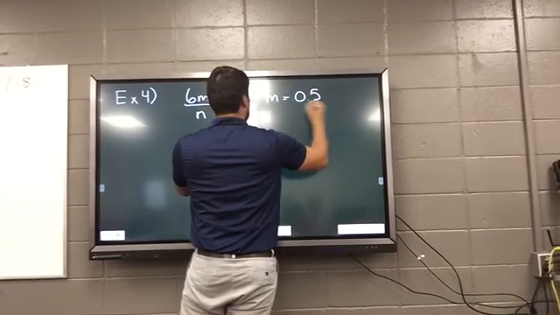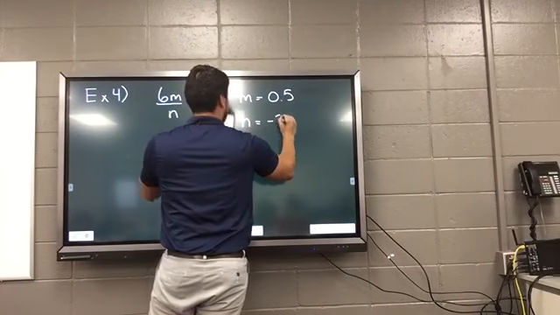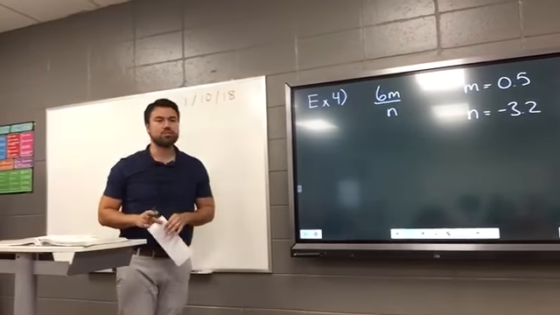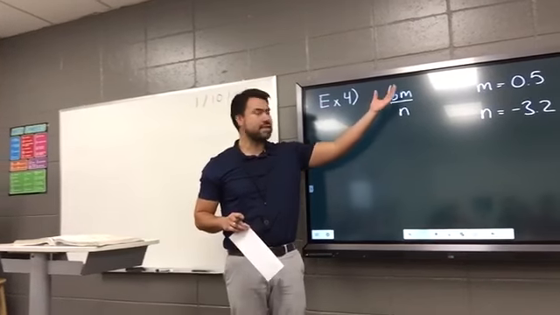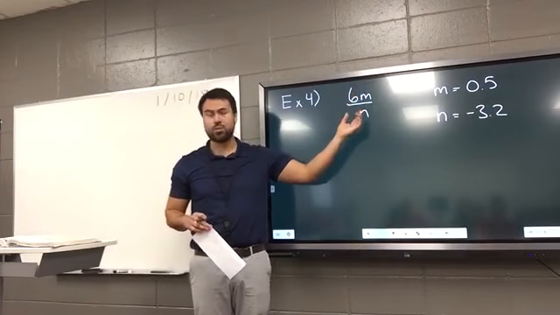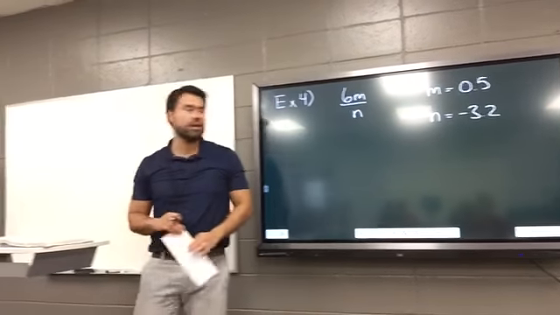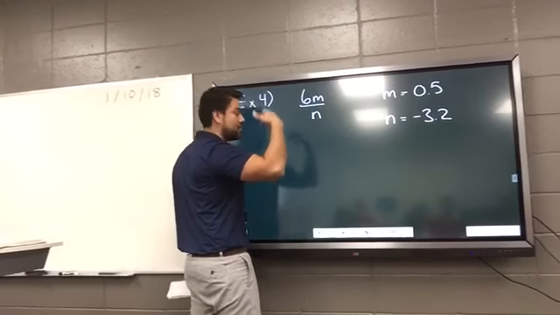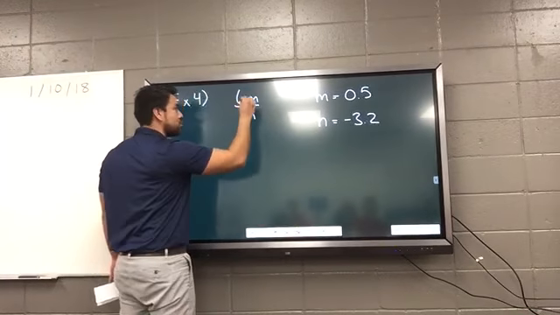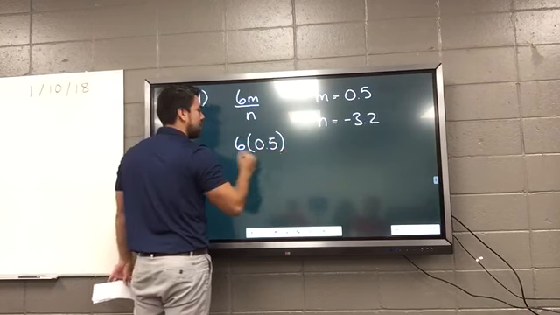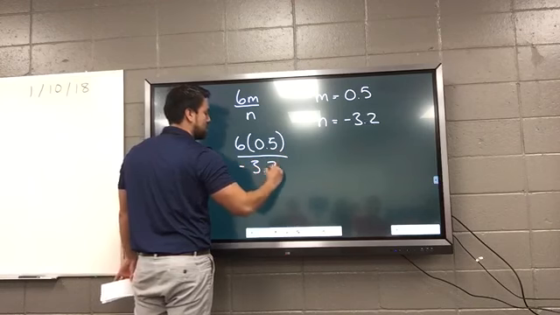This is example 4. Last example, and then I'll let you go. On these problems, called evaluation problems, you're trying to find out the value of this when m equals 0.5 and n equals negative 3.2. My first step, like I've done previously, is to put the numbers where they belong: 6 times 0.5 divided by negative 3.2.